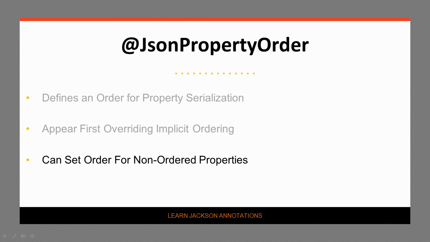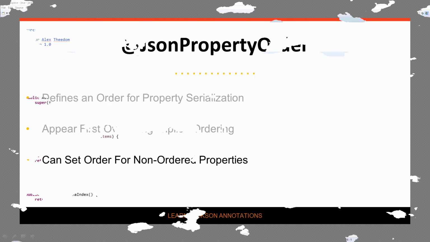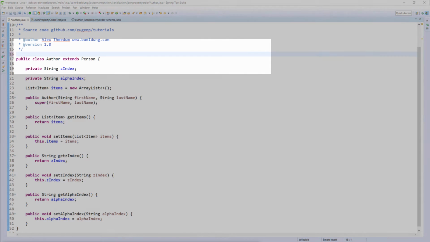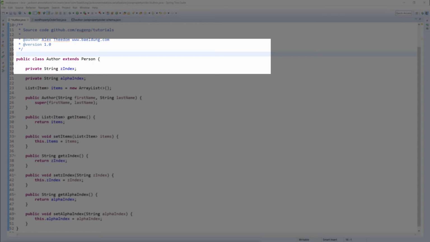And if you don't want to set an explicit order for the properties, or you want to define an ordering for properties not included, you have the option to set the ordering as alphabetical. Okay, let's switch to the code view and see this in action. We're going to serialize the author class. So let's annotate this class JSON property order and add the properties in the order we want them to appear.